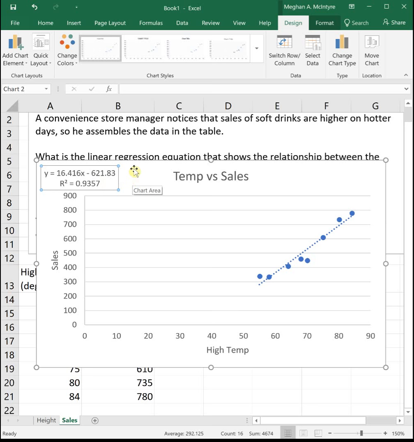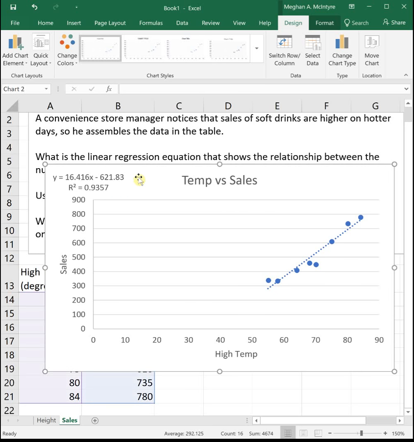So what this is telling us is that if the temperature was 0 degrees outside, we would sell negative 621 drinks. That's our initial value. That doesn't really make sense. I think I said on the last one, sometimes the initial value doesn't really make sense in context, and that's okay. But the big thing is for every degree the temperature increases, we will sell 16.42 more drinks. So our slope is telling us that we sell 16.42 more drinks every time it gets 1 degree hotter. And in theory, if it was 0 degrees outside, we would sell negative 621 drinks, but that doesn't make sense at all in context.